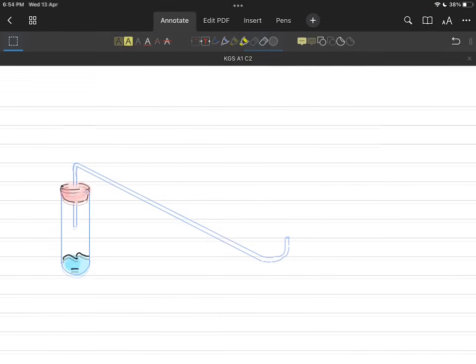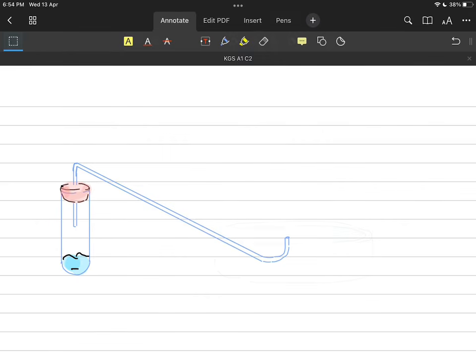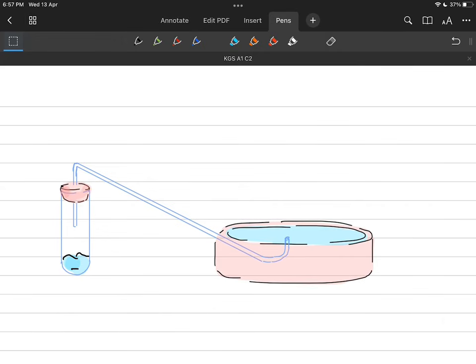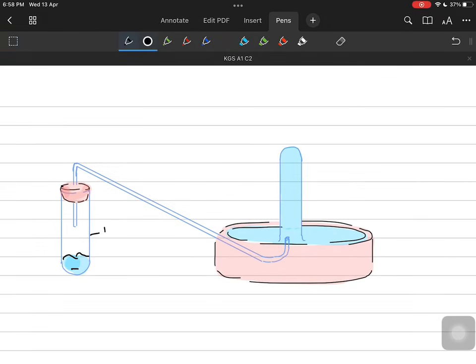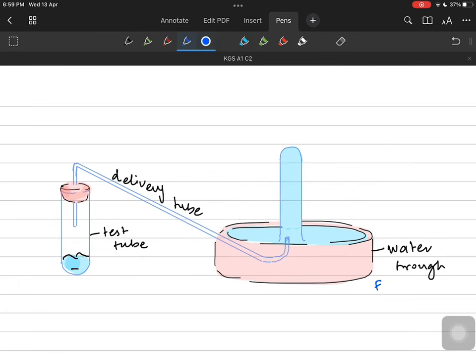Now, if you don't know the density of the gas, you go for collection over water, where you have a test tube and a long delivery tube fixed with a water trough and inverted test tube. A test tube is fixed with a delivery tube. Obviously, there is a rubber bung on top of the test tube to not allow the gas from escaping. There's a water trough around the delivery tube filled with water reservoir, and there is an inverted test tube in the center of the water trough.